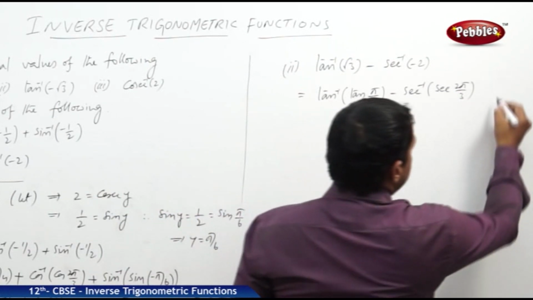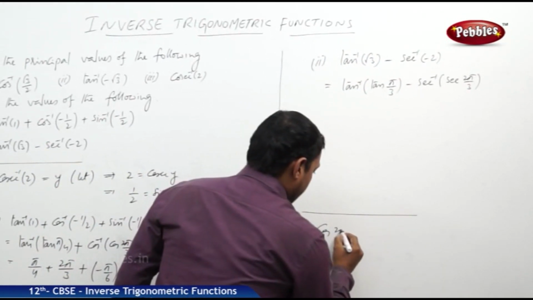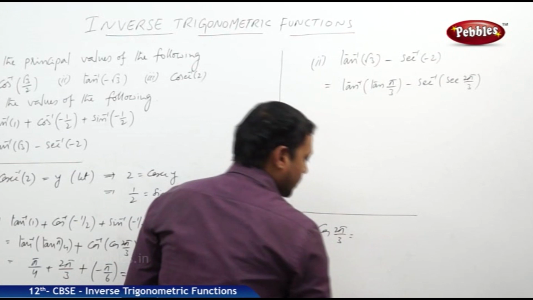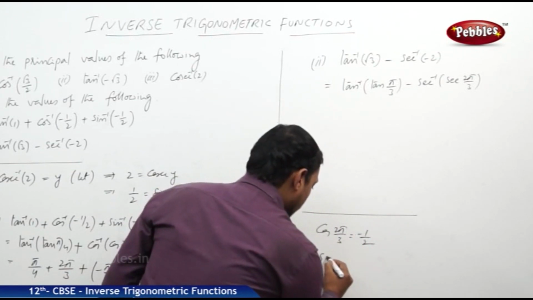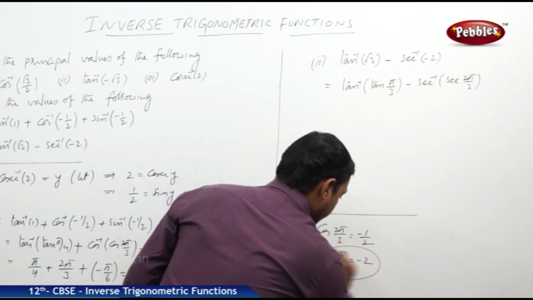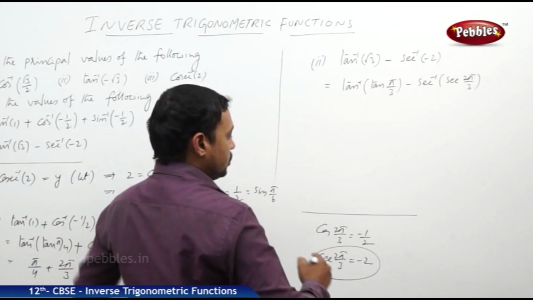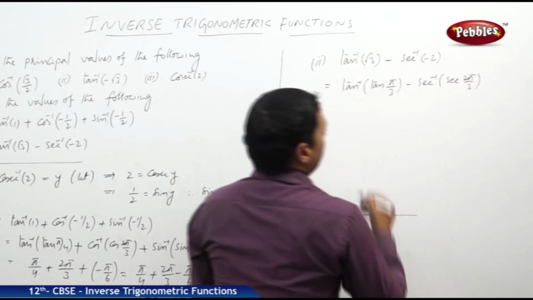Why? Because let us take the cos 2 pi by 3 value. You know cos 2 pi by 3 is equal to minus 1 by 2. While taking the reciprocal, secant 2 pi by 3 is equal to minus 2. So minus 2 can be replaced by secant of 2 pi by 3.